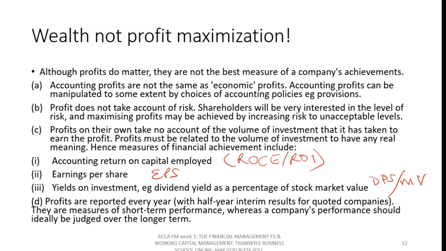Profits are reported every year with half-year interim results for quoted companies. They are measures of short-term performance, whereas the company's performance should ideally be judged over the longer term. So when we are talking of wealth maximization, we are talking of sustainable profits, the longer-term survival of the company.